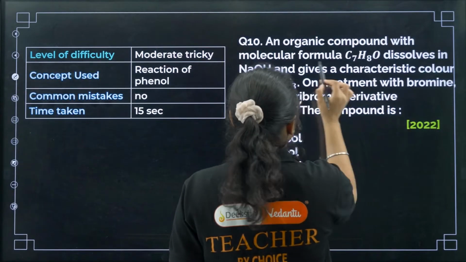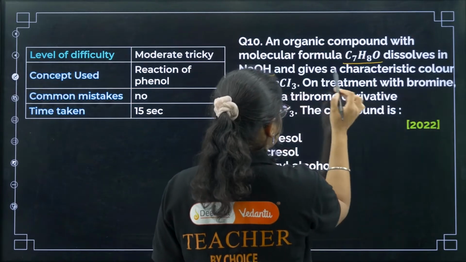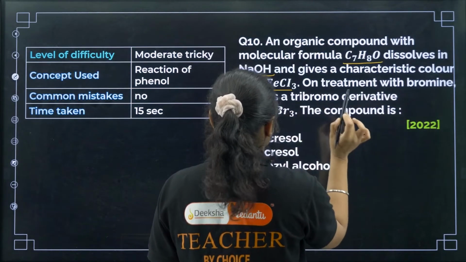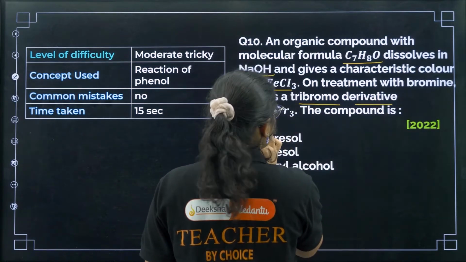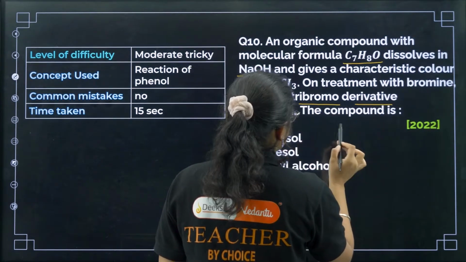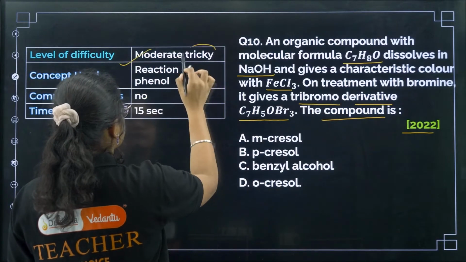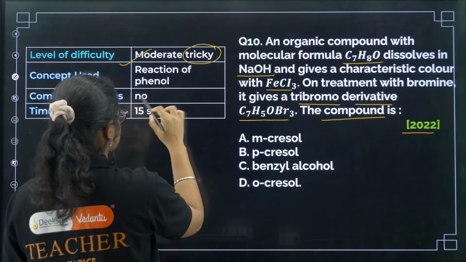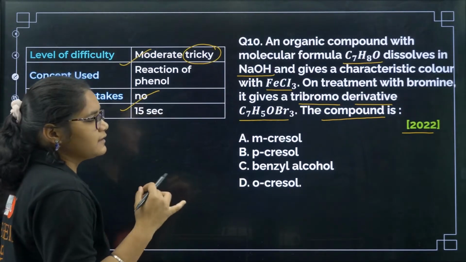An organic compound with molecular formula C7H8O dissolves in NaOH and gives a characteristic color with FeCl3. On treatment with bromine, it gives a tribromo derivative C7H5OBr3. The compound is. Question was asked in 2022. Moderate question and tricky question, but yes, if the concepts are clear, there should not be any error. So first of all, it is telling C7H8O.